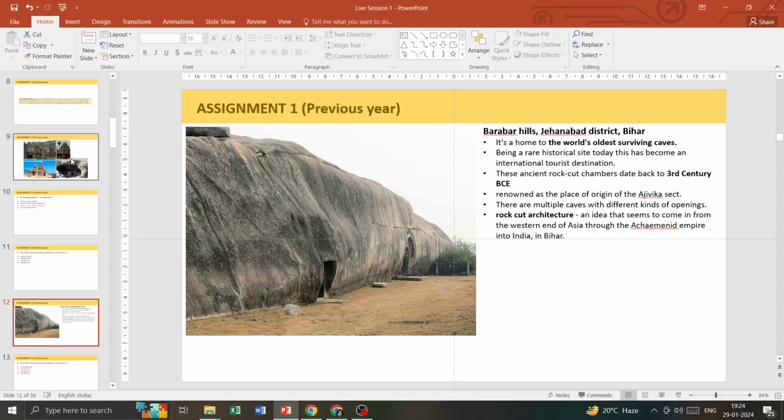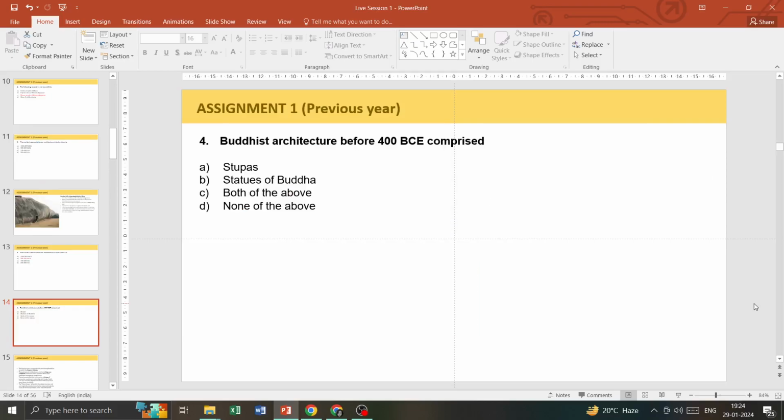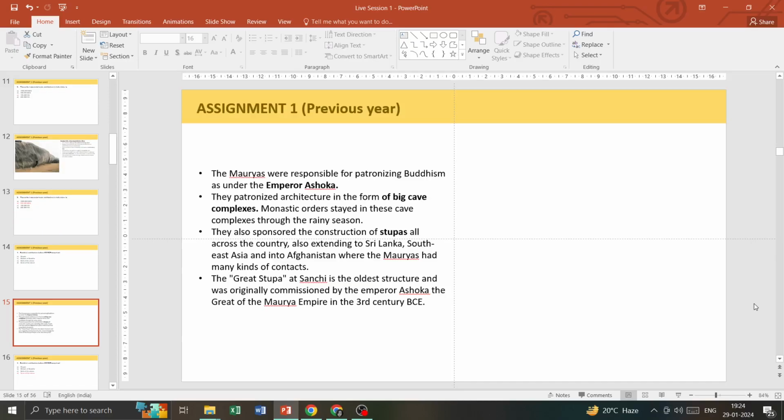Then, Buddhist architecture before 400 BCE comprised of stupas, statues of Buddha, both of the above or none of the above. So I talked a little about Buddhist architecture and how it was spread around the Indian subcontinent by Emperor Ashoka of the Mauryan empire. And I mentioned that the Great Stupa at Sanchi is one of the oldest structures, which was commissioned by Emperor Ashoka of the Mauryan empire in 3rd century BCE.